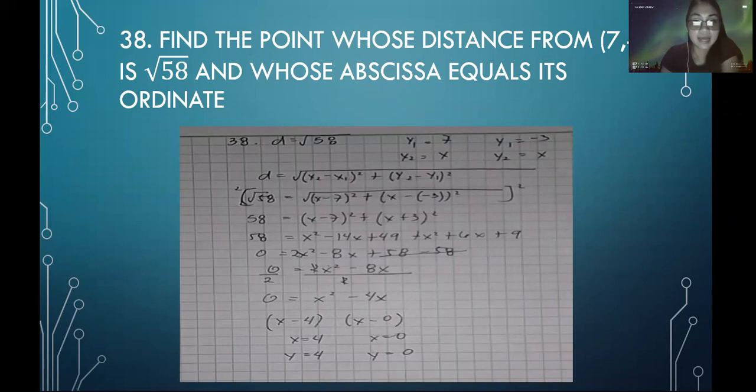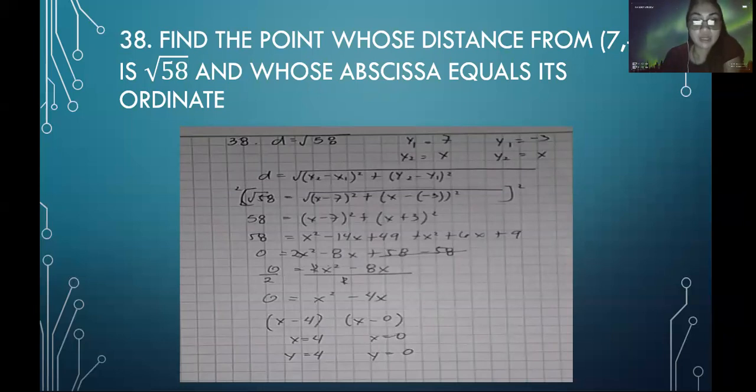So then after that, square both sides, then the radical sign will be canceled. So 58 is equal to the quantity x minus 7 squared plus the quantity x plus 3 squared. So 58 is equal to x squared minus 14x plus 49 plus x squared plus 6x plus 9. Then transpose 58. So it will become 0 is equal to 2x squared minus 8x plus 58 minus 58. So 0 is equal to 2x squared minus 8x. Then divide both sides by 2. So 0 is equal to x squared minus 4x.